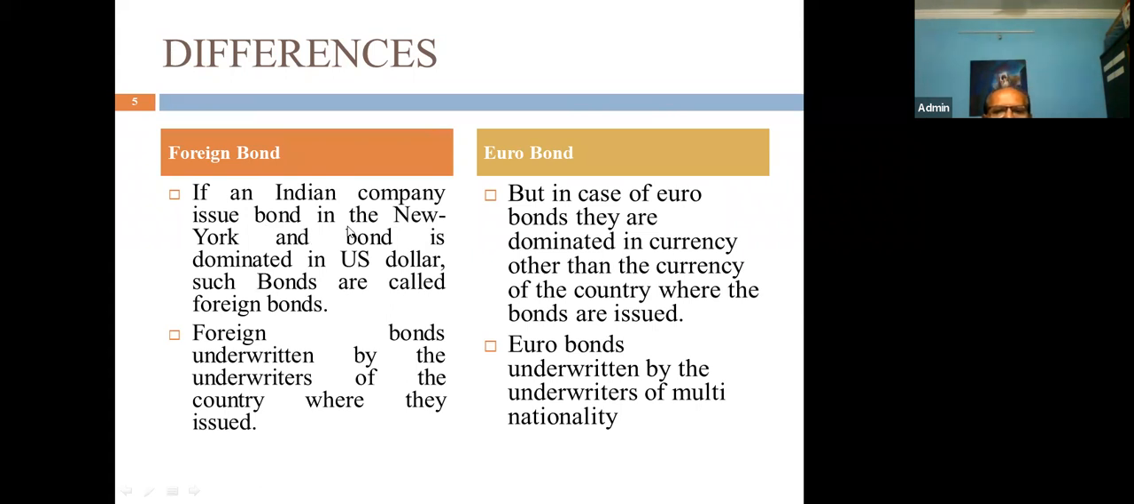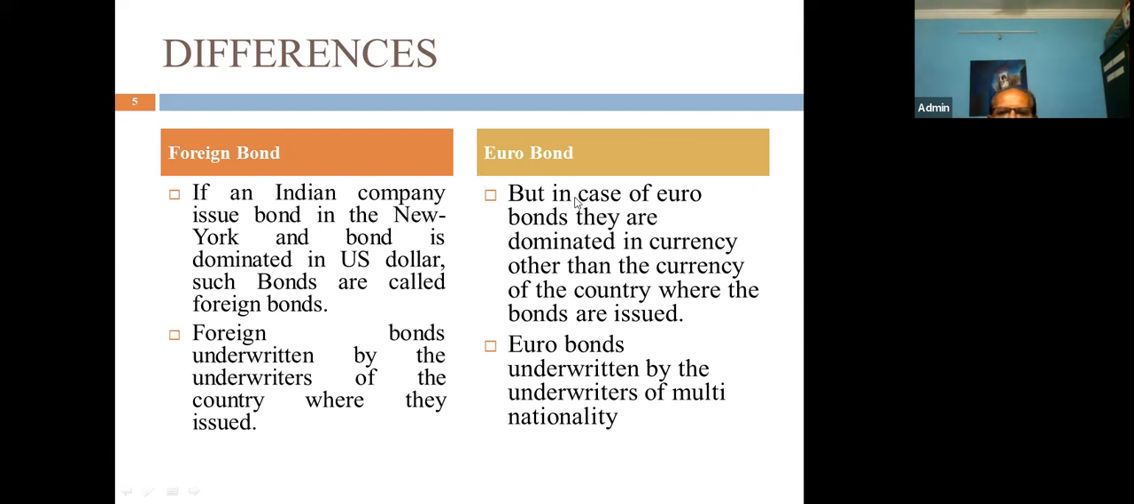Now suppose the Indian company, say Tata Motors, issues their bond in New York, so naturally it will be in US dollar. So in the US, it will be called a foreign bond.